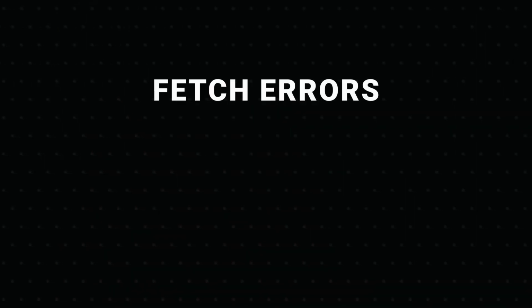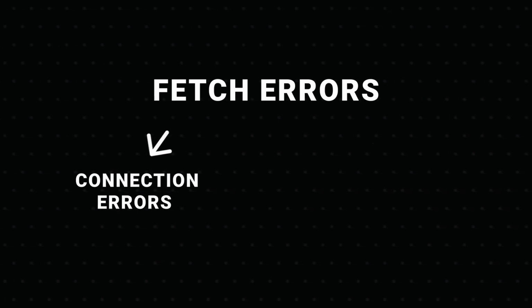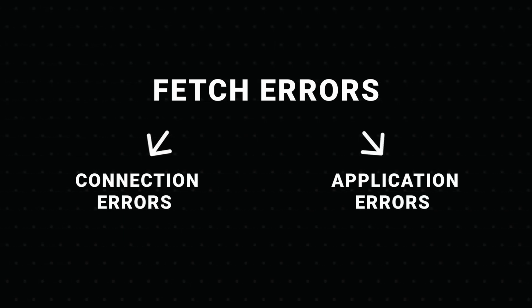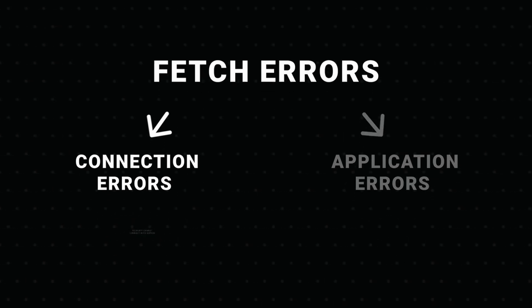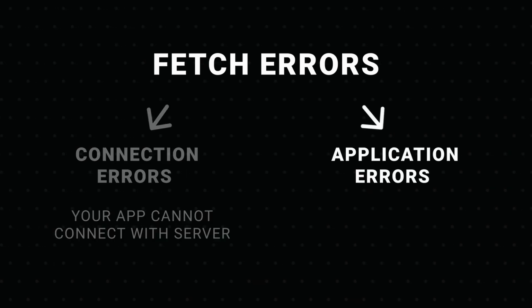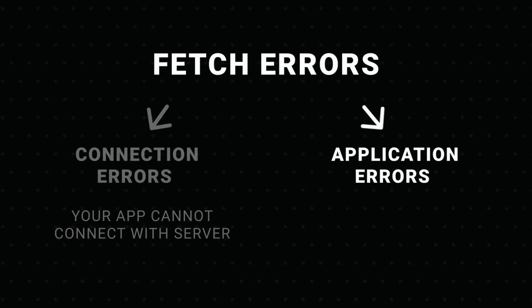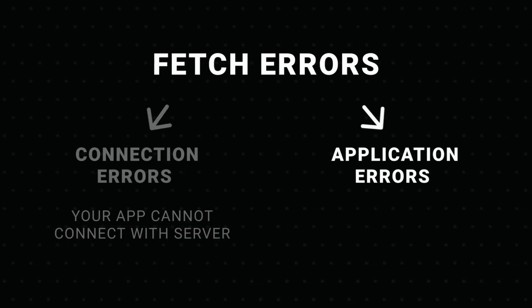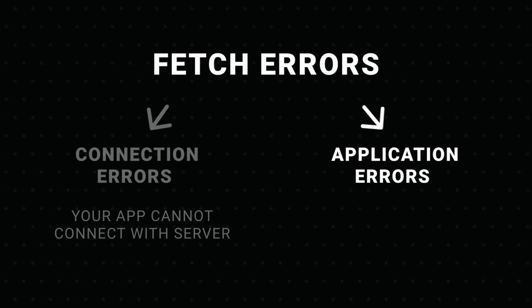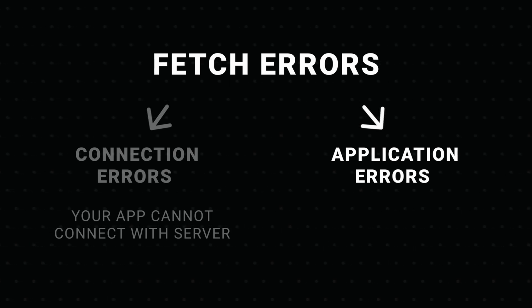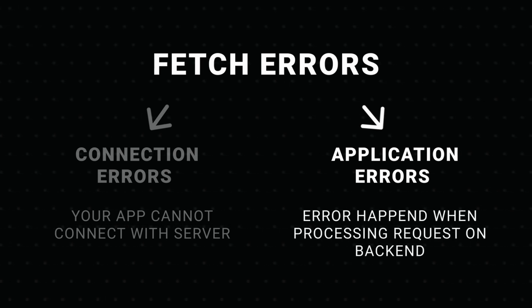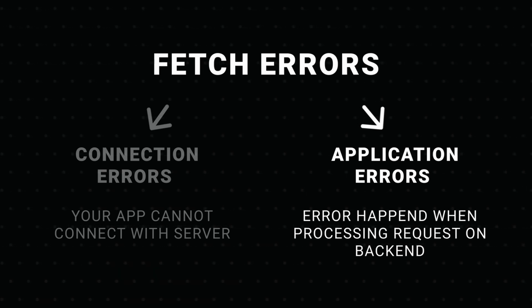There are 2 types of fetch errors: connection errors and application errors. For example, if the server is down or the domain does not exist, then you get a connection error. Your app cannot connect with the server to fetch data. On the other hand, there are application errors that can happen when the server gets your request, but for some reason it won't return the requested data. For example, you do not have permission or you send an incomplete request, or any other error that can happen while processing your request.